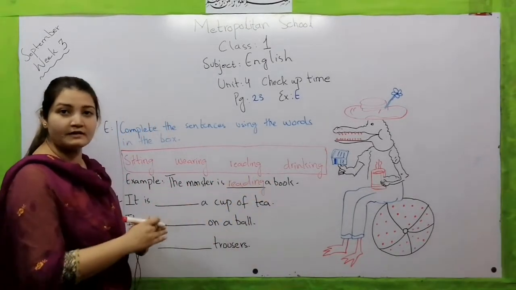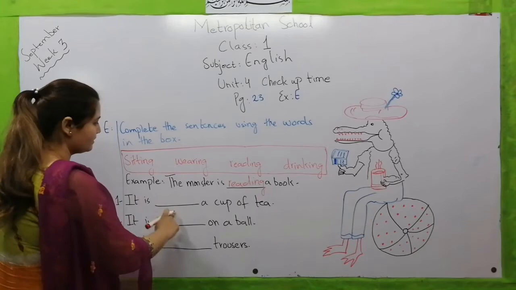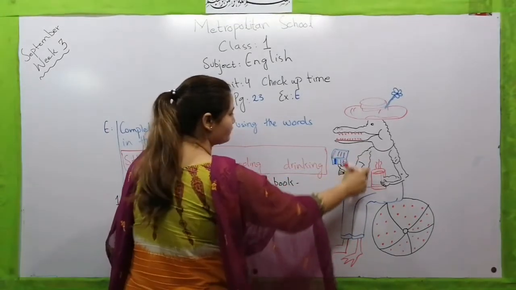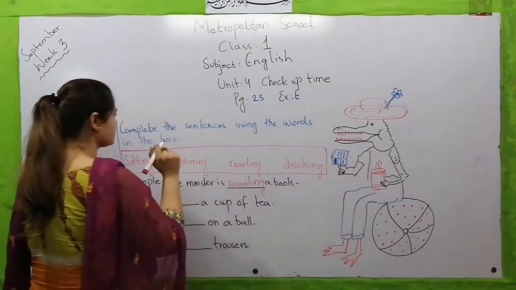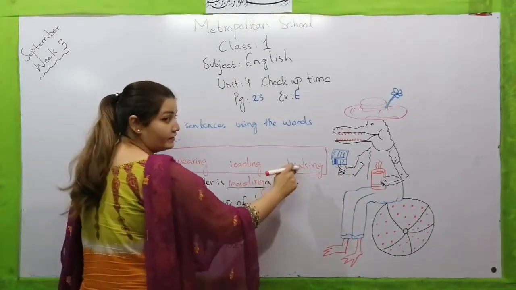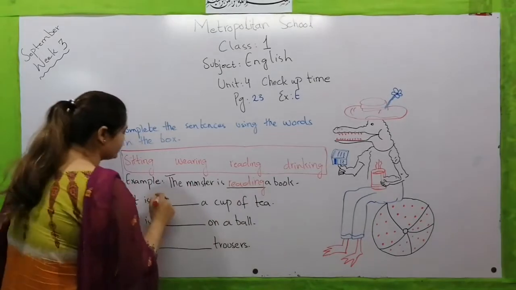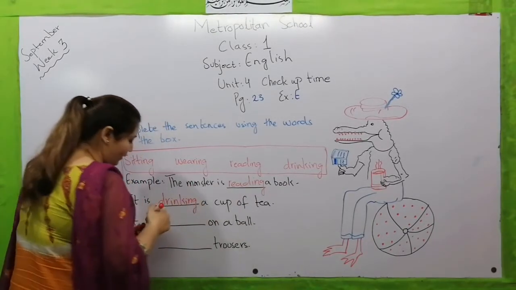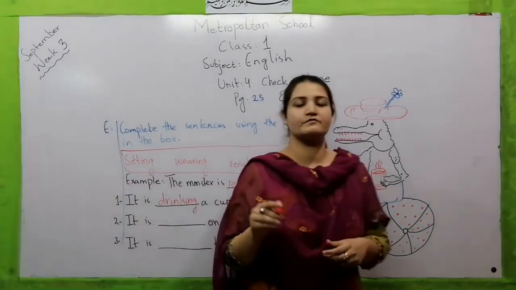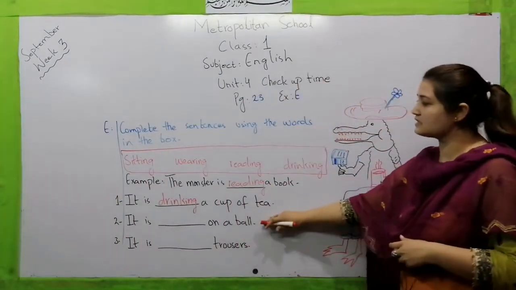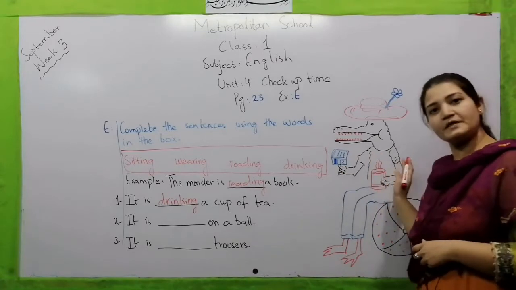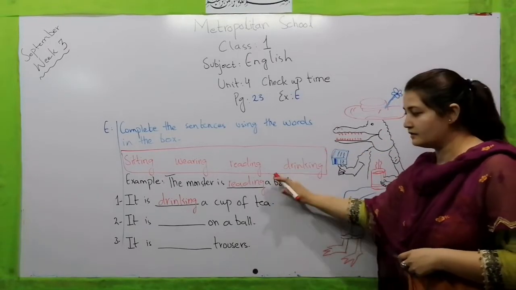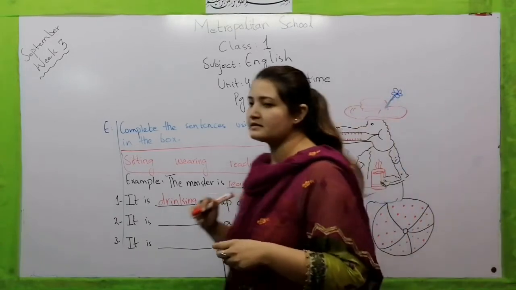Now let's move towards the next sentence. It is blank, a cup of tea. What is this monster doing? It is drinking a cup of tea. Then we will write this word right here, drinking. Now as you can see, this exercise is very easy, because along with these sentences a picture is given. You can see the picture, you can choose the words from here, and then you can fill the blank spaces here to complete the sentences.